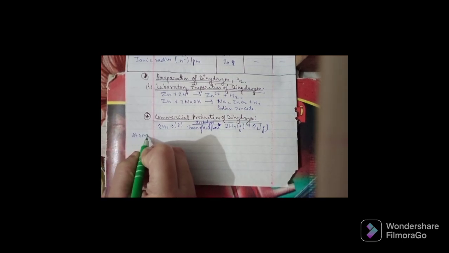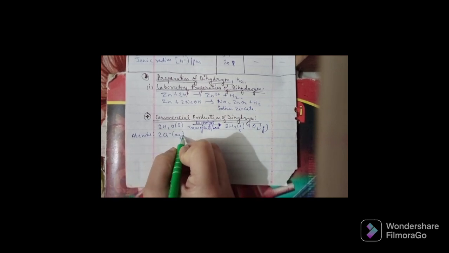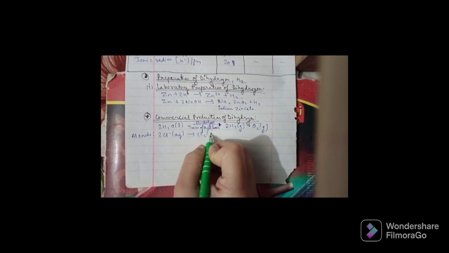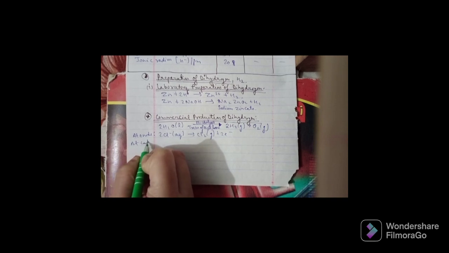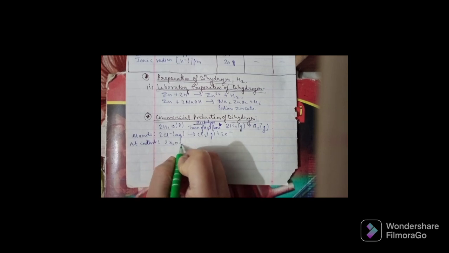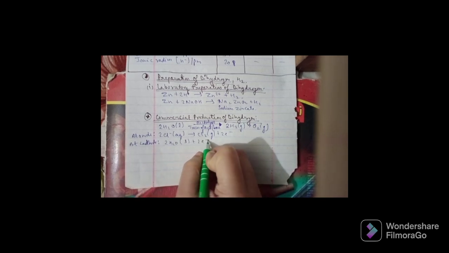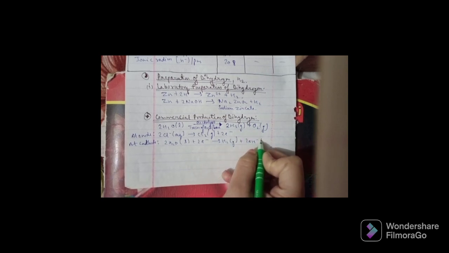During the electrolysis, the reactions that take place are, at the anode, 2Cl minus aqueous gives Cl2 gas plus 2 electrons. At the cathode, 2H2O liquid plus 2 electrons gives H2 gas plus 2OH minus aqueous.